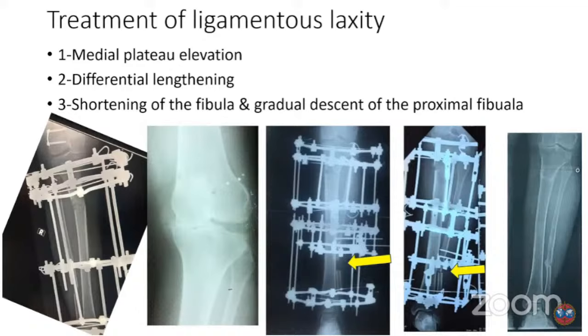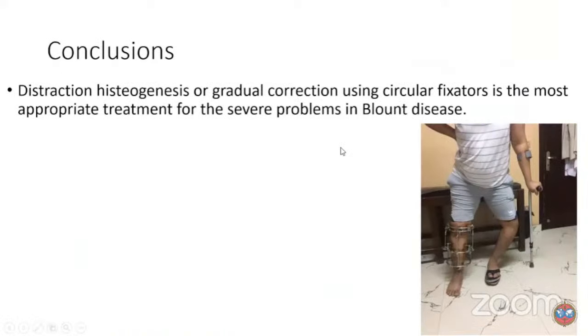We use three methods to correct the ligamentous laxity. Medial plateau elevation, differential lengthening, where we lengthen the tibia and leave the fibula alone, and shortening of the fibula and gradual descent of the proximal fibula. Like this patient with ligamentous laxity, we resect part of the fibula, then gradual compression, and this is gaining conclusion, distraction histogenesis.